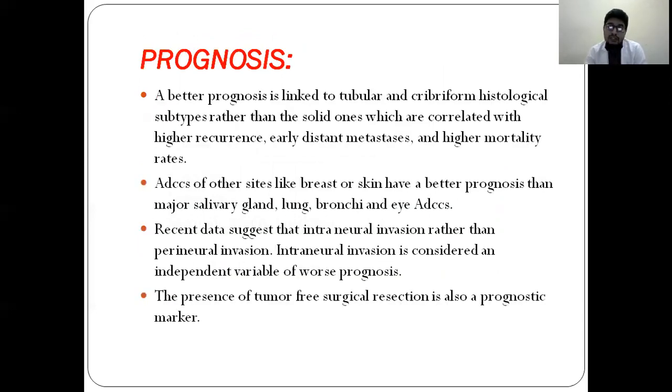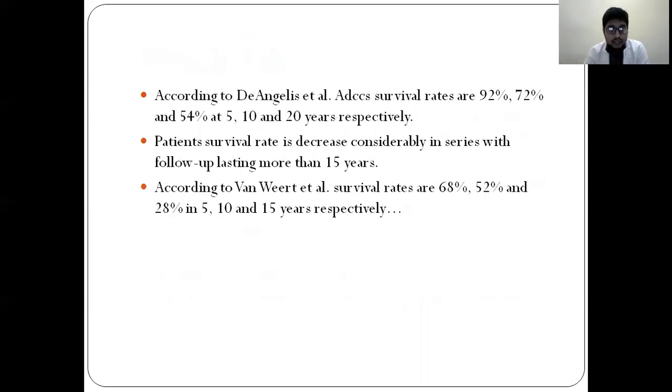The prognosis depends on time, and many studies have mentioned that the mortality rate of the patient decreases as time increases. The presence of tumor-free surgical margins is also a prognostic marker for a good prognosis in adenoid cystic carcinoma. And according to D'Angelis, he found that in the follow-up of 5, 10, and 20 years of adenoid cystic patients, the survival rate decreased from 92 to 54%. As seen in Bandwidth also, it is reduced to 28% in 15 years, respectively.